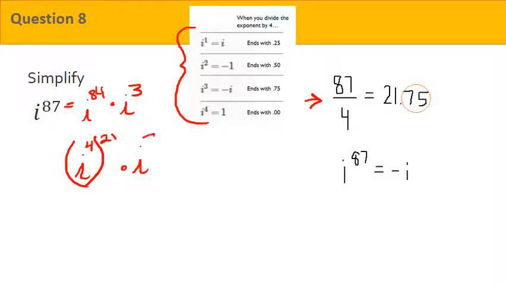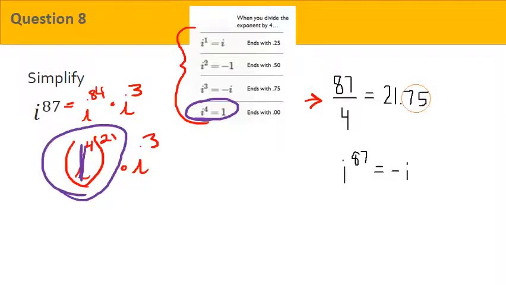Then you're left with i to the 3rd. Now, i to the 4th. Okay, i to the 4th is equal to 1. So that is just like I replaced that with a 1. So that is 1 to the 21st, and 1 raised to any power is 1. And this whole thing right here is just equal to 1.